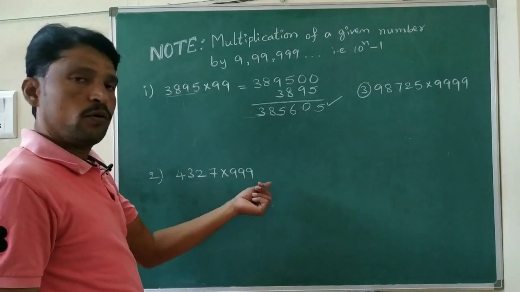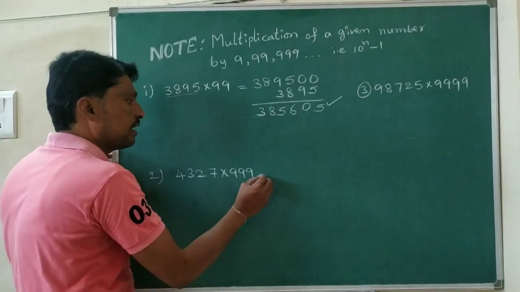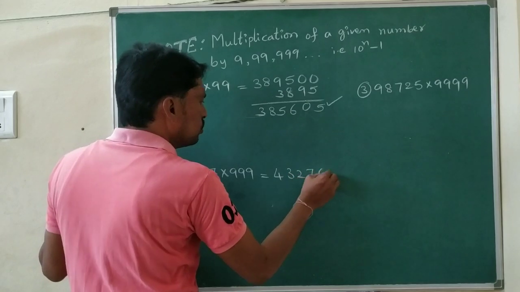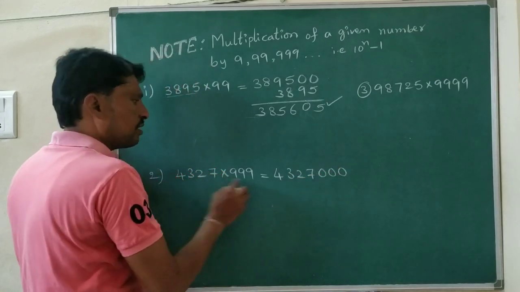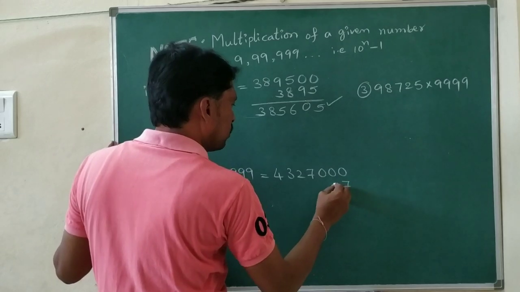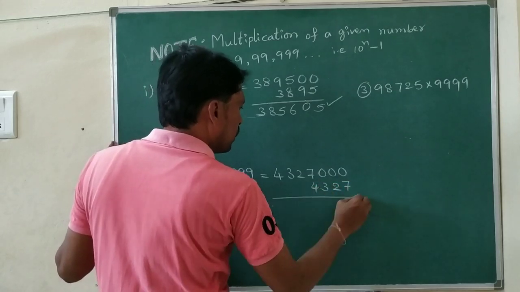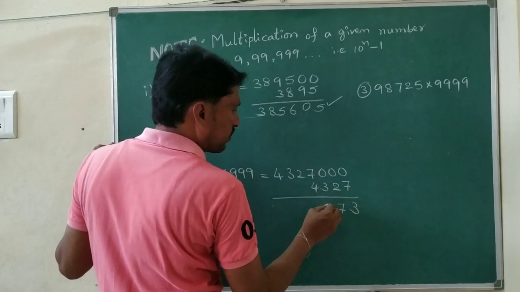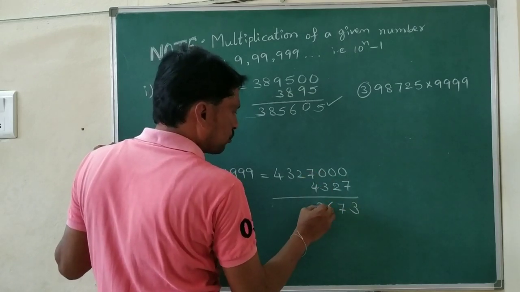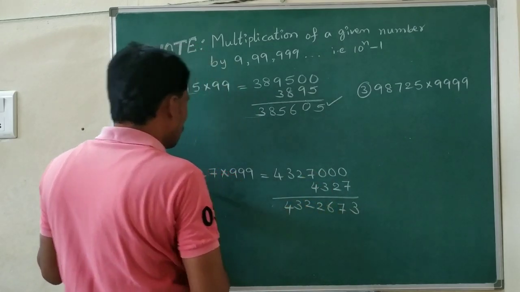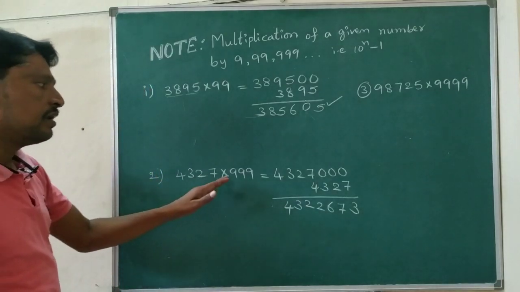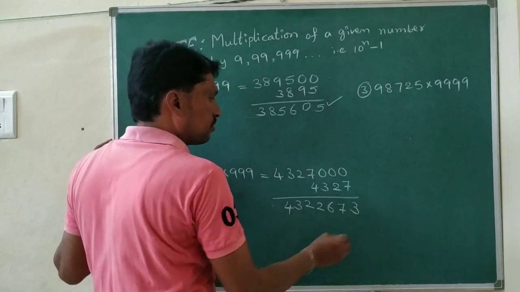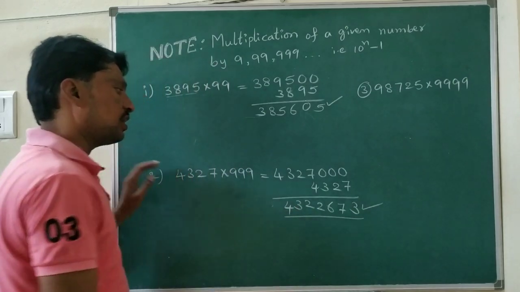Next, 4327 into 999. So here 3 nines are there, you can take 3 zeros. The number stays the same: 4327000. And this number from the back side we write: 7, 2, 3, 4. Now subtract: 9 minus 2 is 7, 9 minus 3 is 6, 6 minus 4 is 2, 2, 3, 4. So 4327 into 999, we got it, 4322673. This is the multiplication of the given number.